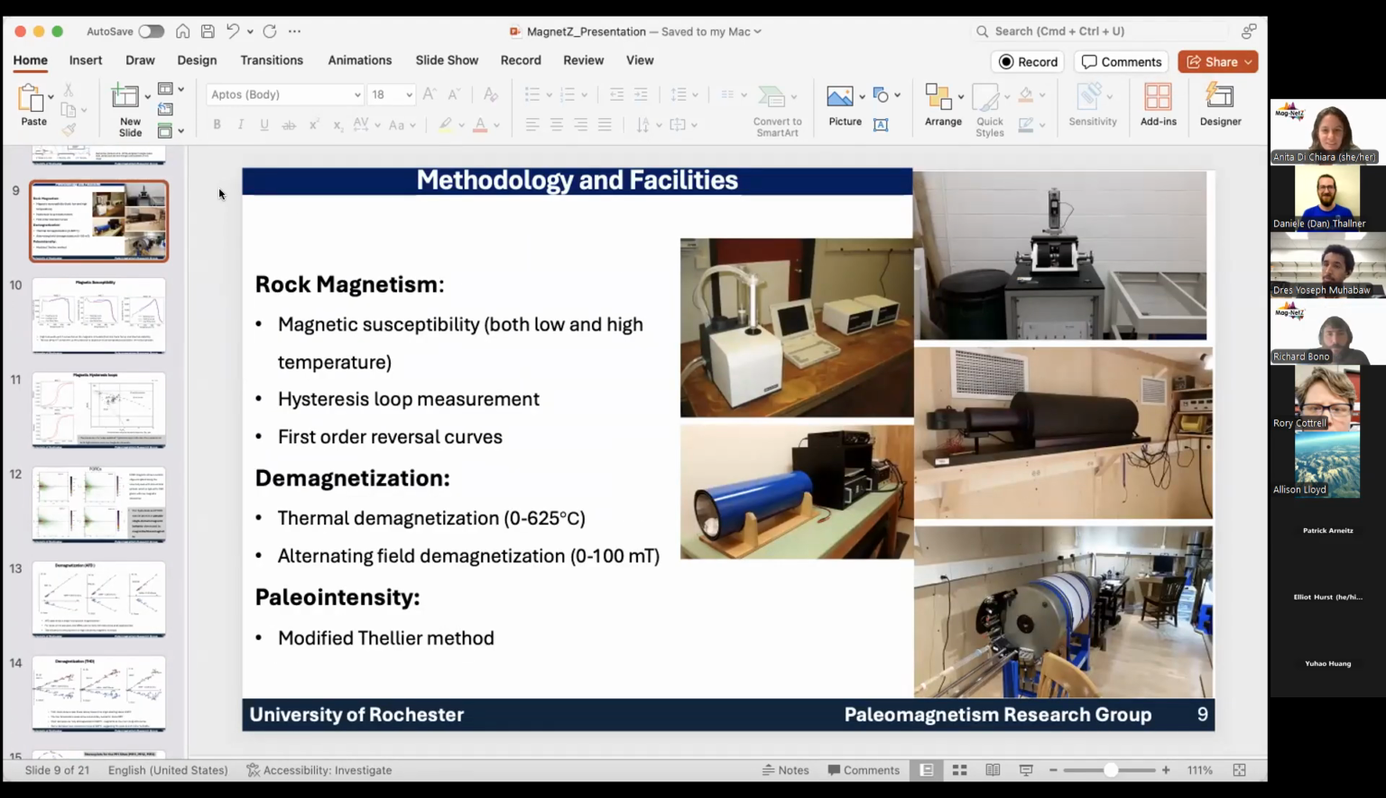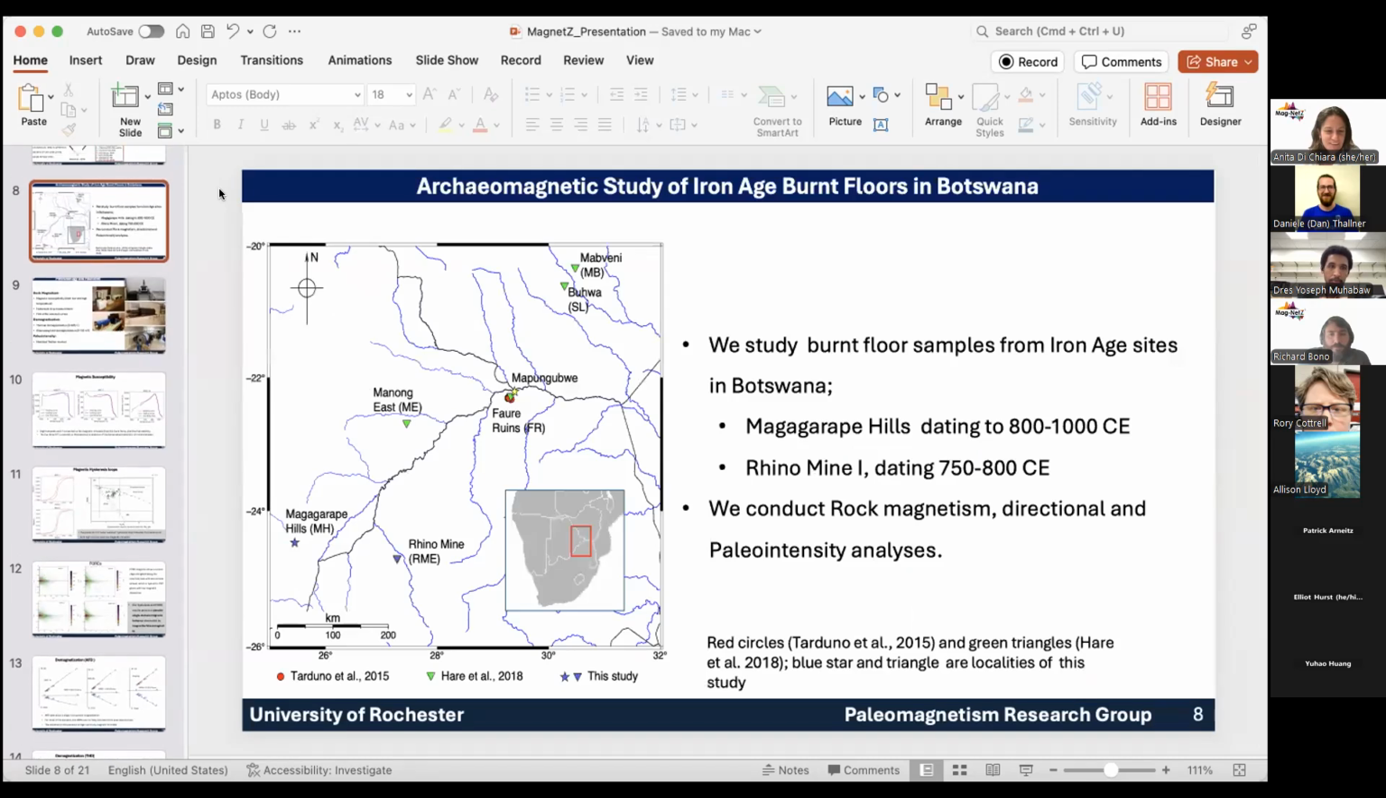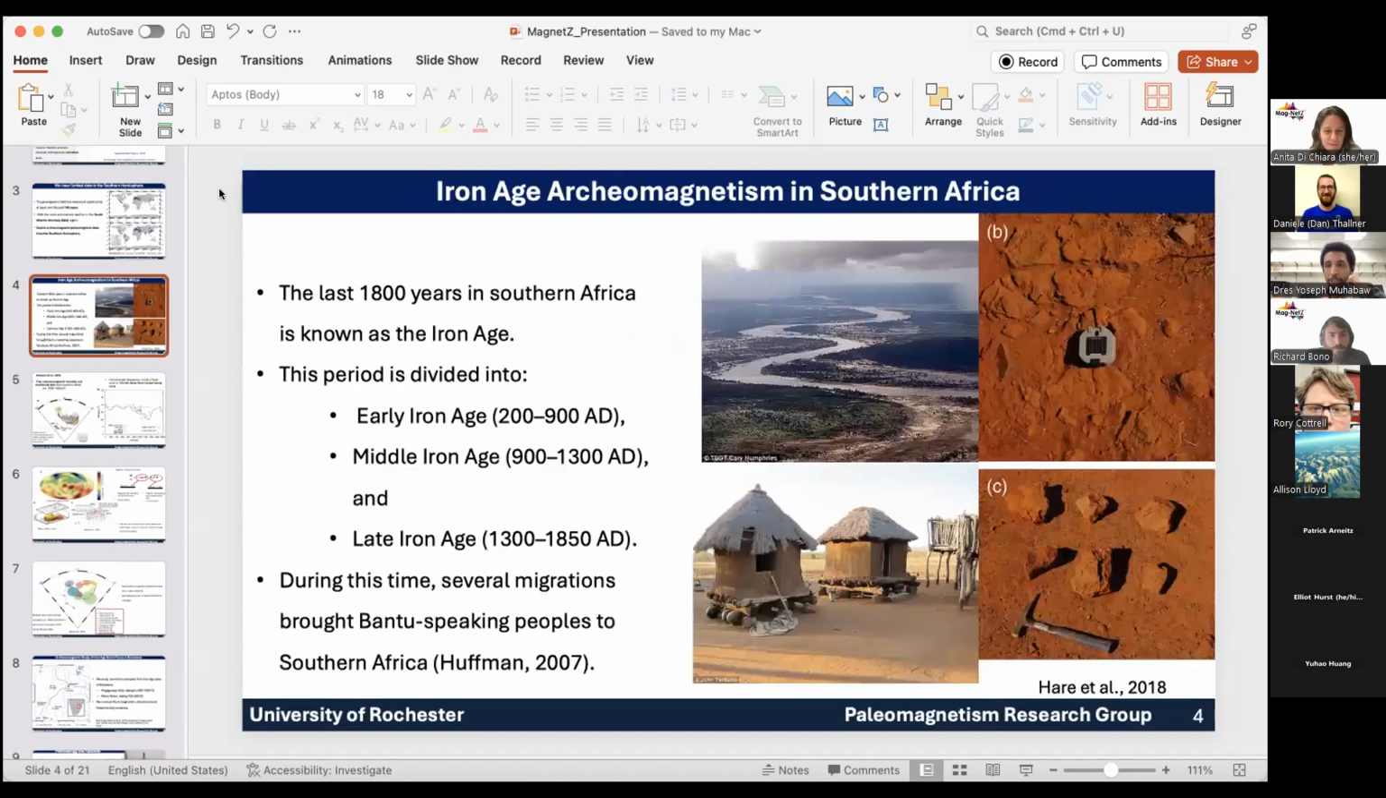We can start maybe from your sampling. Can you please take back the slides where you show the sampling? This one? Yeah, the picture. I was curious about the technique used to orient the floor in situ. Okay, so this is the floor of the hut or something like that.